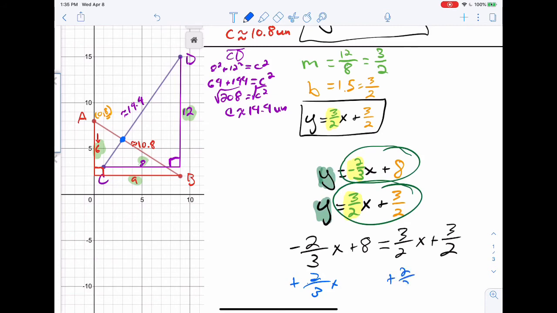Why don't you go ahead and pause the video and try and solve this yourself, and then come back and hit play to see if what you got is actually correct.